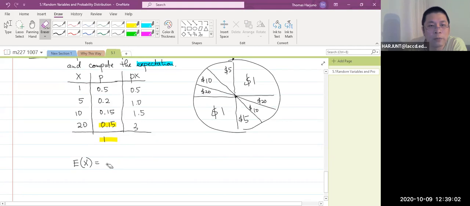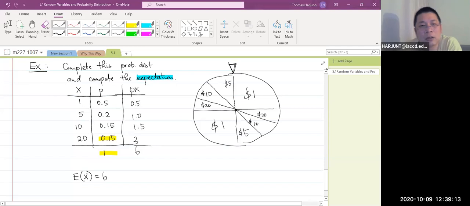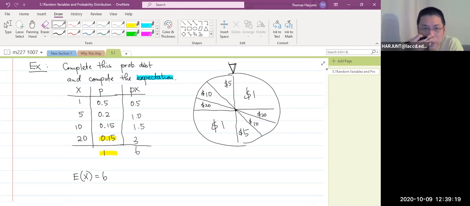Yeah, I don't want it to be 5 because it sounds like it is one of the outcomes. Thank you. Okay, so in the long run, the expected value on average, so when somebody spins this wheel, the average outcome is 6.